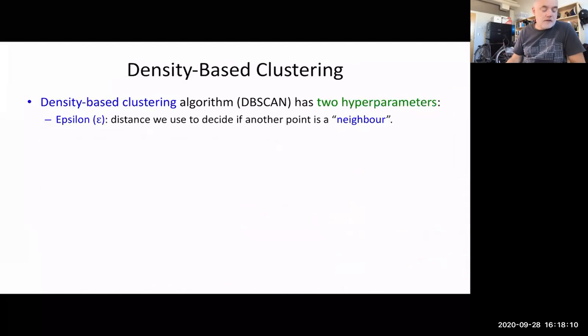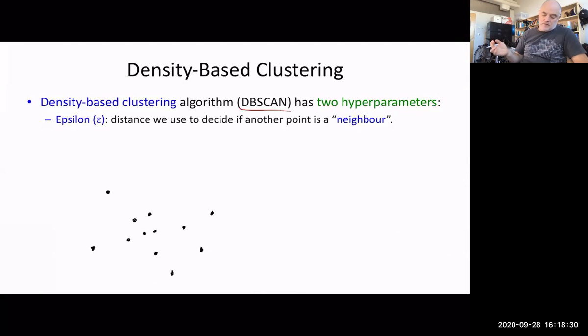So the algorithm we're going to talk about is called DBSCAN, and it's a density-based clustering algorithm with two hyperparameters. Epsilon, which is basically epsilon for epsilon ball. It's going to be a distance that we use to decide whether or not another point is a neighbor.